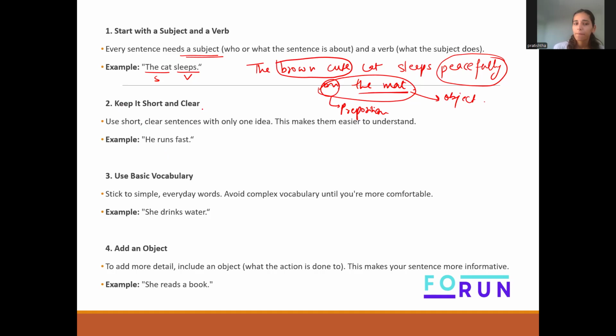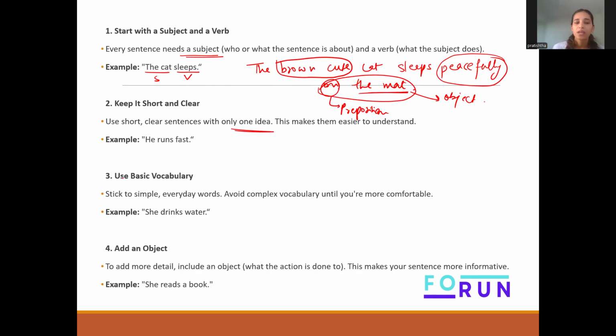Keep it short and clear. For beginning, you need to keep it really short. You need to just talk about one idea. I will not go on and complicate the sentence. The brown cute cat sleeps peacefully on the mat and it is also doing something else. So I'll not put all that information in one sentence. I will just stick to one thing, that she's sleeping peacefully. The action revolves around sleeping.